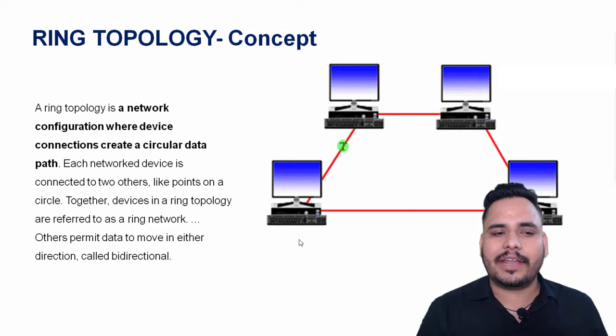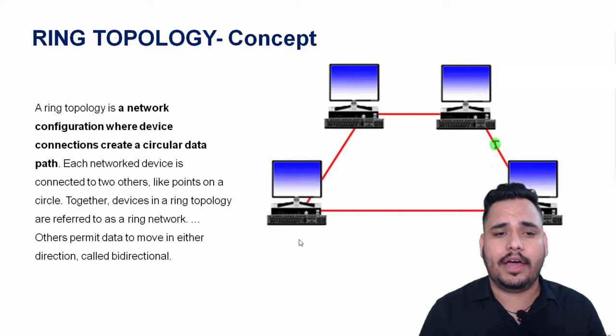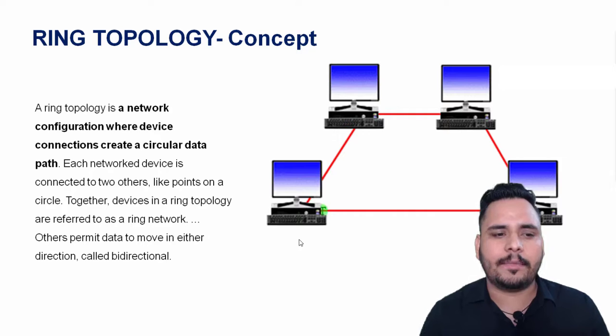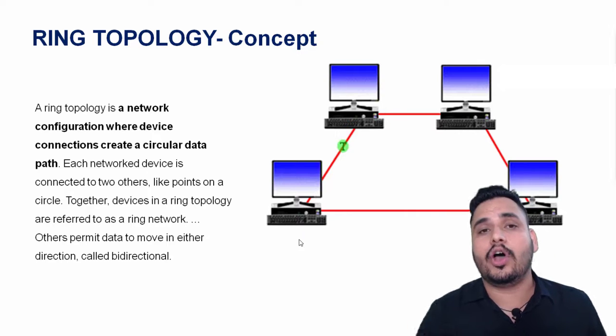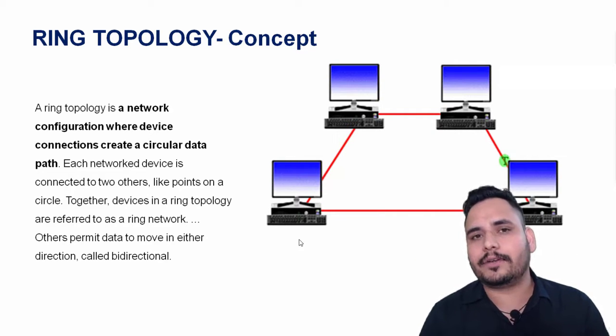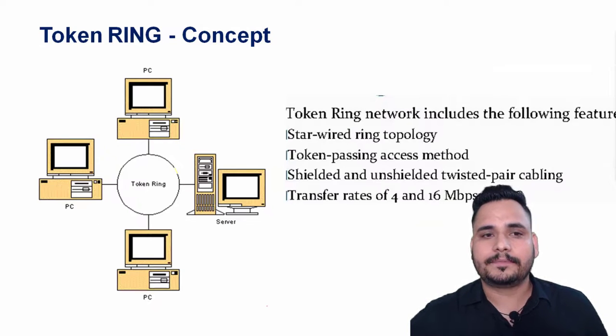Each network device is connected to two others, like a point on a circle. Devices in ring topologies are referred to as a ring network. It permits data to move in either direction, which is known as bidirectional. And the important thing in this network is that ring topology uses the token concept. So what is the concept of a token?